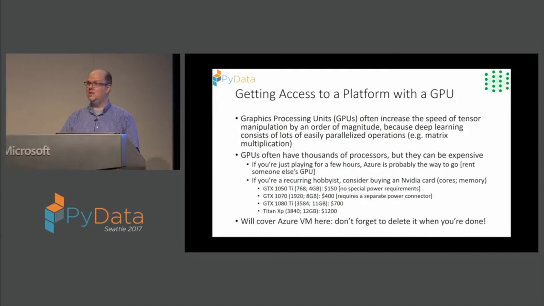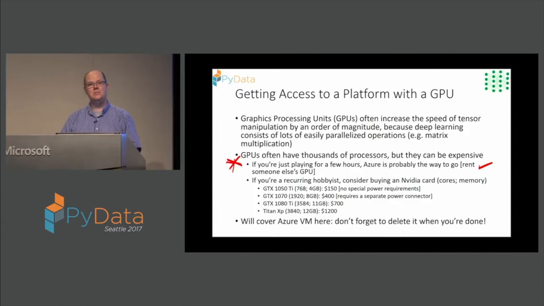So GPUs often have thousands of processors, but they can be kind of expensive. So this is the option we're going to look at this morning. If you're just playing for a few hours, Azure's probably your best bet. And that's what we're going to do. We're going to rent someone else's GPU for like 90 cents an hour. Alternative, if you're a recurring hobbyist or you're a professional, you probably should consider buying a card.